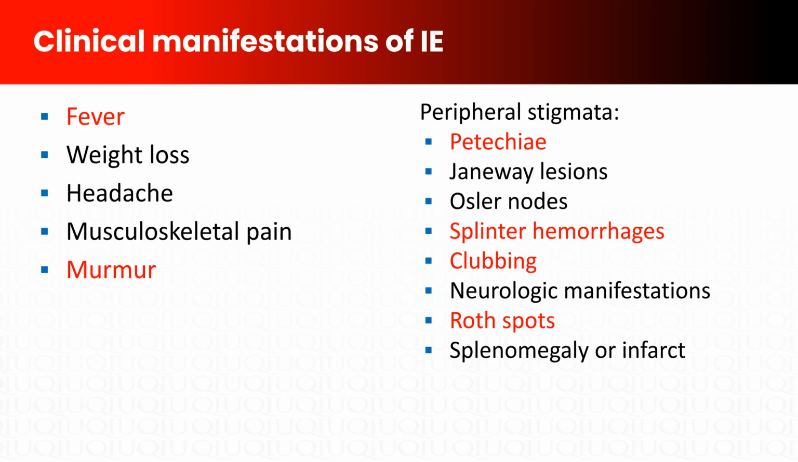These include petechiae, small hemorrhagic spots from septic emboli or vasculitis; Janeway lesions, painless hemorrhagic macules on palms and soles from septic emboli; Osler nodes, painful nodules on finger and toe pads from immune complex deposition or septic emboli; splinter hemorrhages, linear hemorrhages under the nails; clubbing of fingers from chronic infection; neurologic manifestations from cerebral emboli causing stroke or immune-mediated meningitis; Roth spots, retinal hemorrhages with white centers; splenomegaly or splenic infarction from emboli to the spleen.